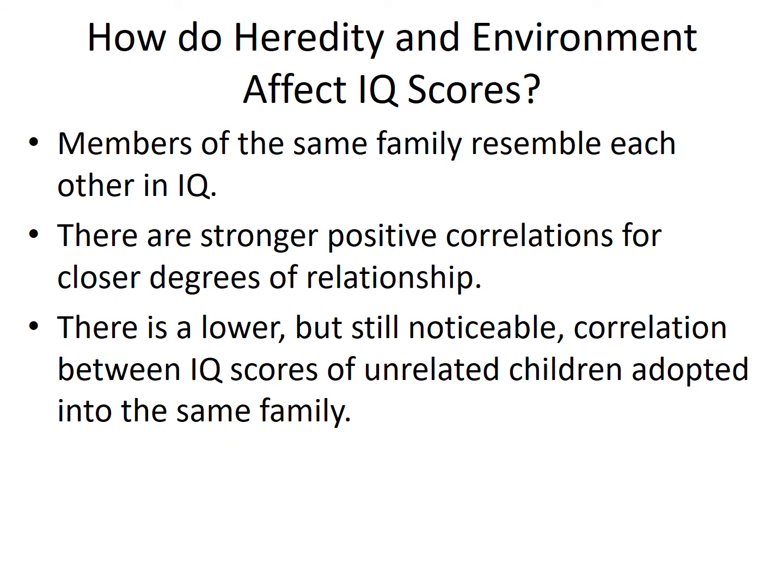And so some quick notes on heredity and IQ scores and environment. This falls in this nature-nurture argument. There is data to show that there's a pretty decent correlation and relationship between heredity, that if mom has a high IQ or dad has a high IQ, you're likely to have a higher IQ score, as well as, if mom or dad have lower IQ scores, your IQ scores are most likely to be lower.